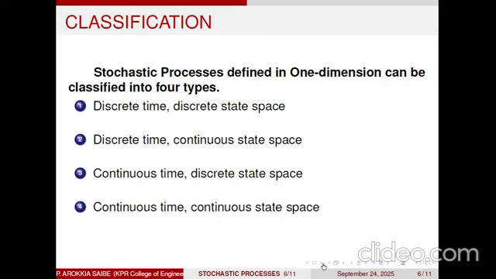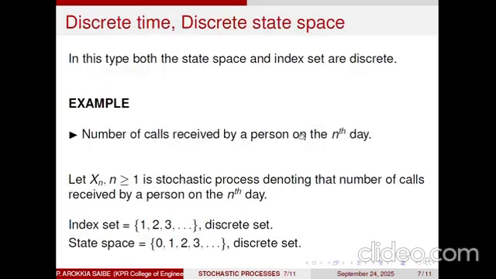four types. The first type is discrete time with discrete state space. So here the stochastic process is the number of calls received by the person on the nth day. So this stochastic process is nothing but denoting the number of calls received by the person on the nth day. So the index set is nothing but 1, 2, 3, etc. where the state space takes the values 0, 1, 2, 3.